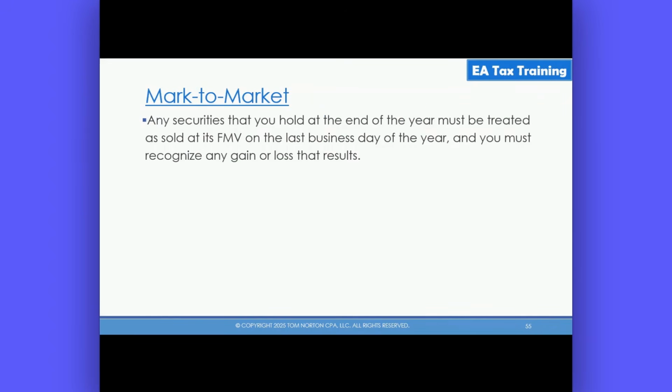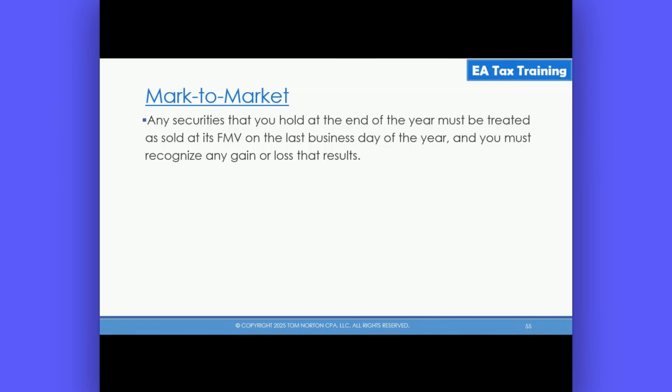So what are these mark-to-market rules? Mark-to-market says this: any securities that you hold at the end of the year must be treated as if they were sold at their fair market value on the last business day of the year, and you must recognize any gain or loss that results. So remember, we said when we were talking about the wash sales that the only way you can have a loss is by actually selling the stock. So just because you bought the stock for $10,000 and now it's worth $6,000, you don't get to take a $4,000 loss from that. You actually have to sell the stock.